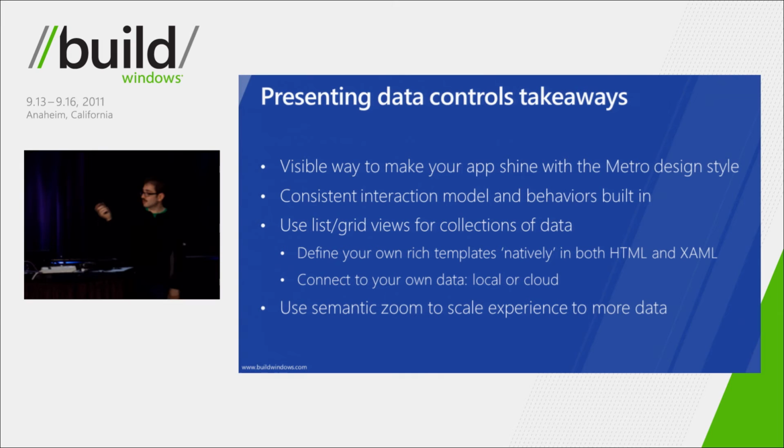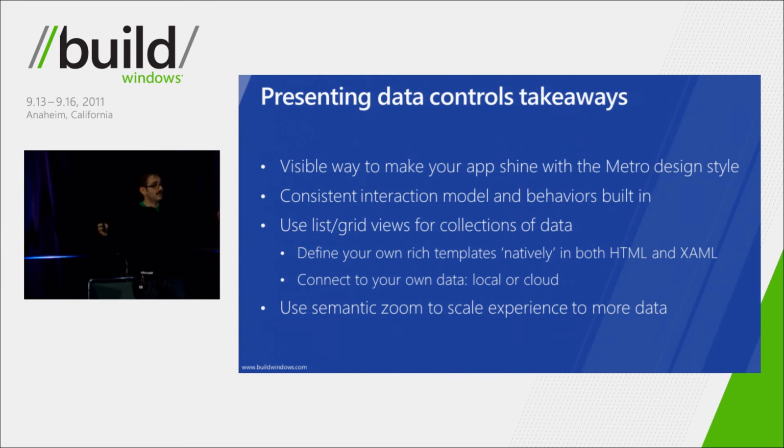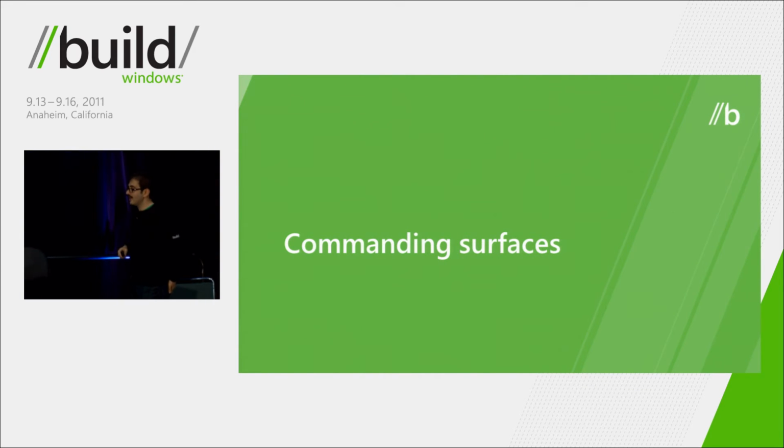So just quick takeaways. This is a really visible way to make your app shine with the Metro design style. You get a consistent interaction model and behaviors. Use the list and the grid views for collections of data. You define your own templates. You can connect them to lots of data sources, and at the end of the talk, I'll give you some pointers to where you can learn more about that. And use the semantic zoom control when you have a larger set of data that you want to make easy to navigate around.